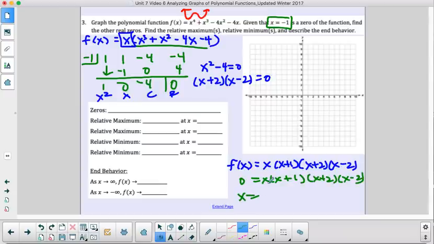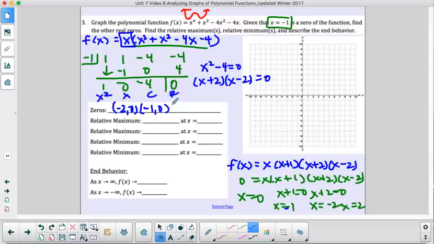So x equals 0. That one's nice and easy. X plus 1 equals 0, so I get x equals -1. X plus 2 equals 0, so I get x equals -2, and from here I'll get x equals 2. So I would have -2, 0, -1, 0, when x is 0, and when y is 0, 0, 0, and 2, 0.